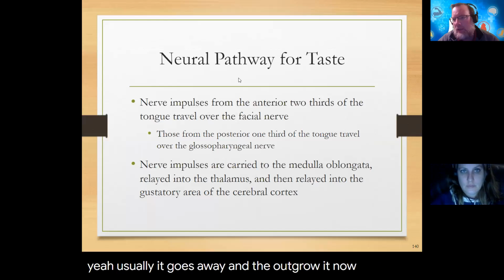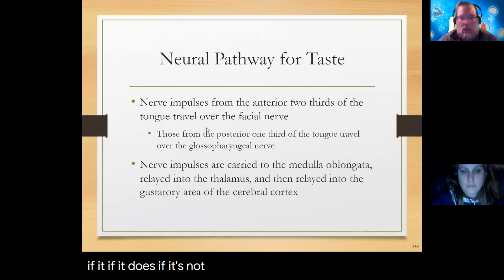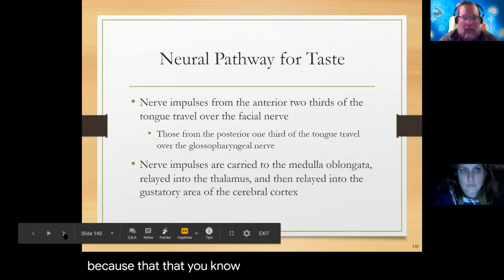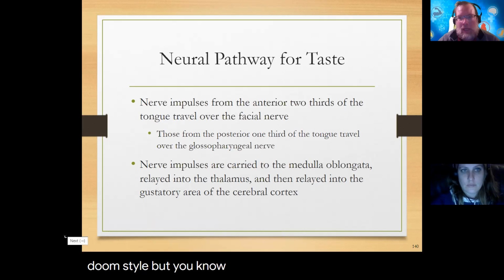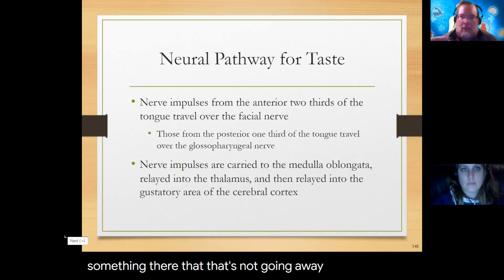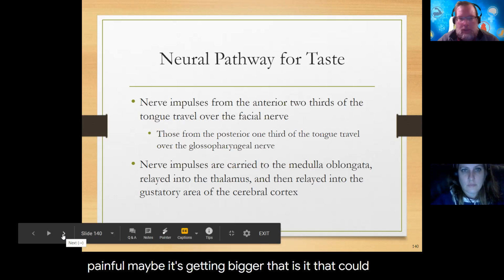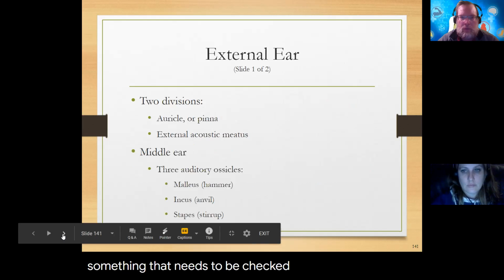Now, in an adult, if it's not going away and if it becomes a problem, if it's getting bigger, we need to check that. Not gloom and doom style, but when there's something there that's not going away, and maybe it's painful, maybe it's getting bigger, that could be something that needs to be checked.